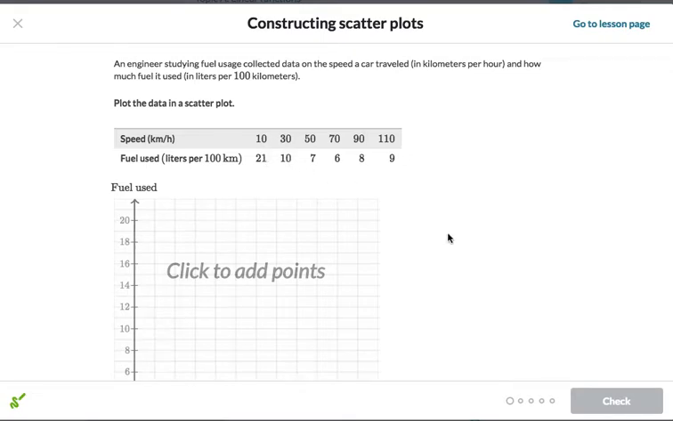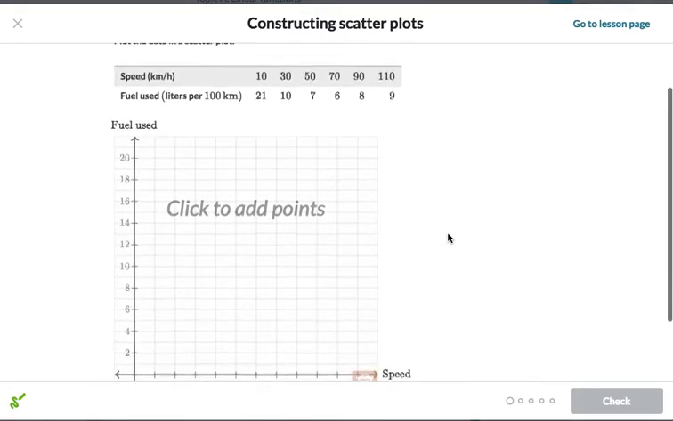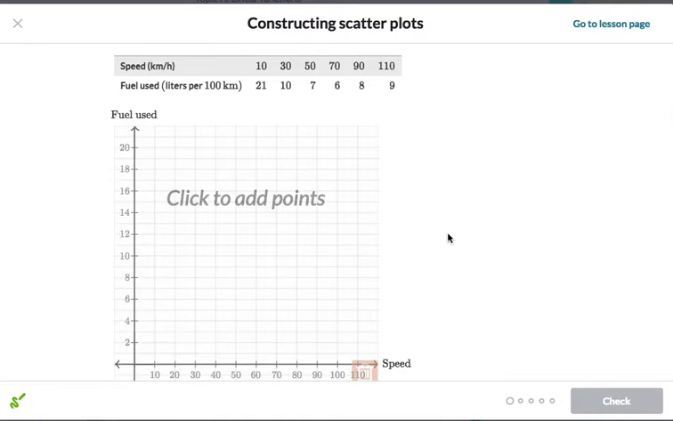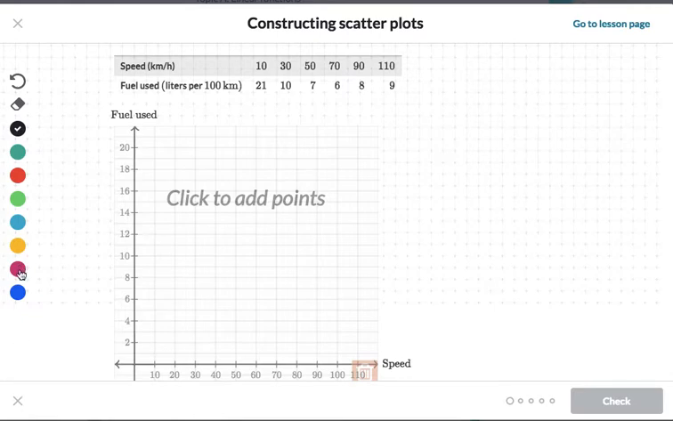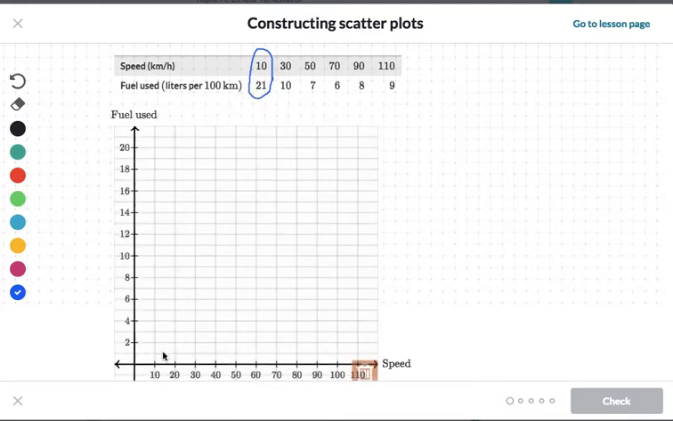So the first thing we're going to do is plot each of those data points, and then we hopefully should be able to see a trend in that data. So if we take a look at each of these one by one. This first one here, speed of 10 and fuel used is 21 liters, so speed of 10 and 21 liters. We can plot a data point right here.